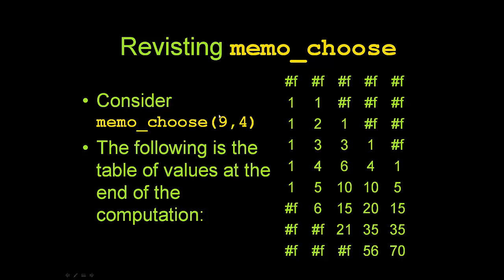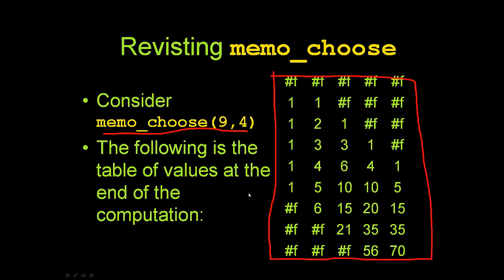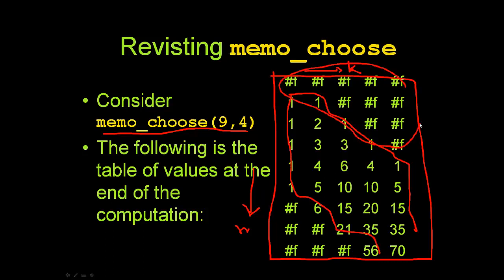Let's revisit how Memo Choose works. So if you do Memo Choose 9.4, you end up with this table here, right? And this dimension is n, and this dimension is k, right? So what happens is that some entries will fill up as the memorization goes ahead, and some entries will remain false, or they will not be filled.